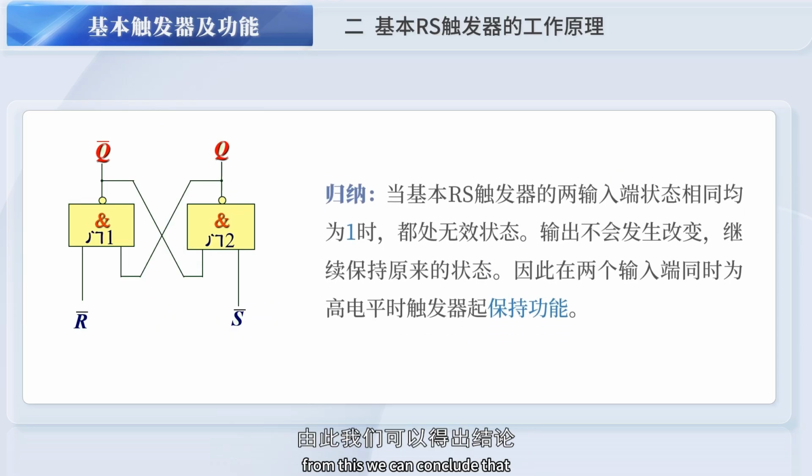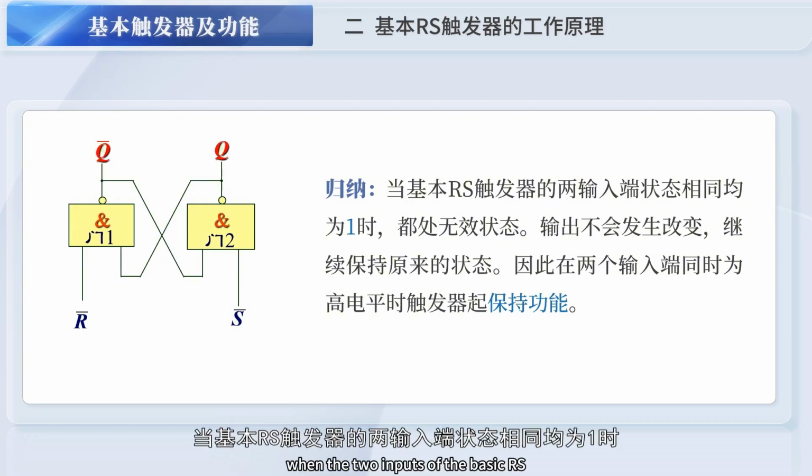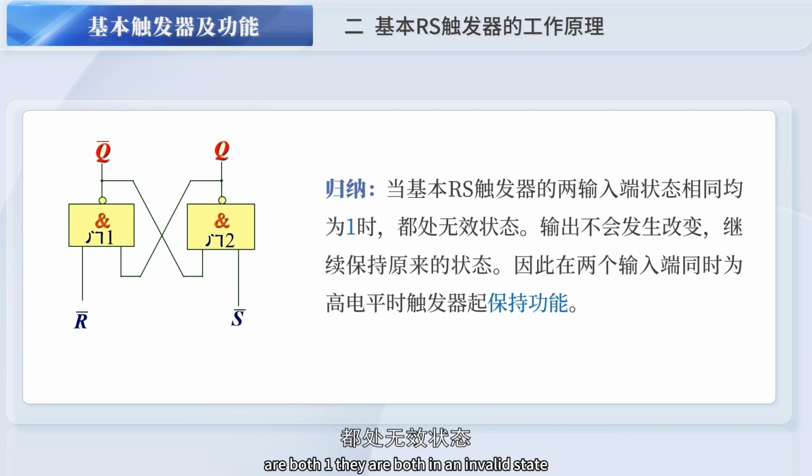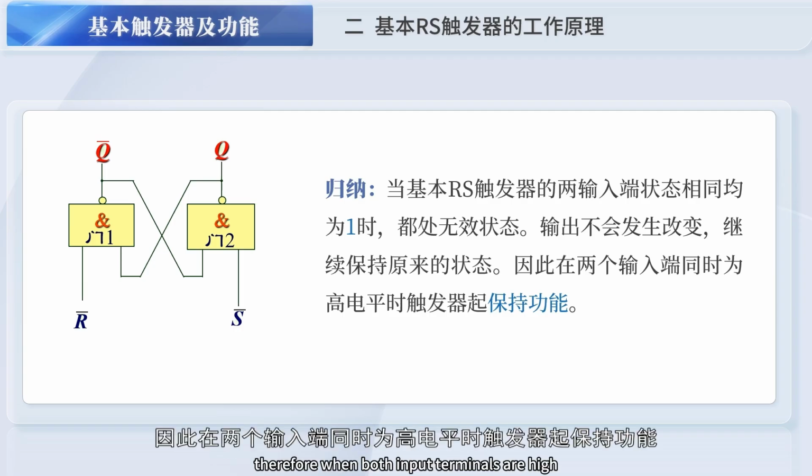From this we can conclude that when the two inputs of the basic RS flip-flop are the same, both 1, they are both in an inactive state. The output will not change, and it continues to maintain its original state. Therefore, when both input terminals are high, the flip-flop plays a holding function.